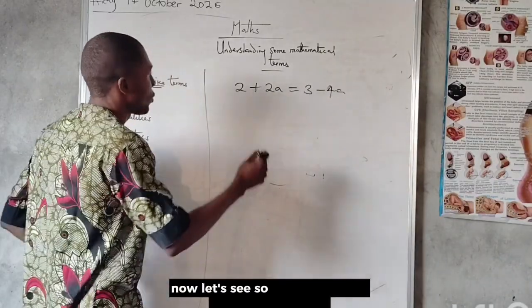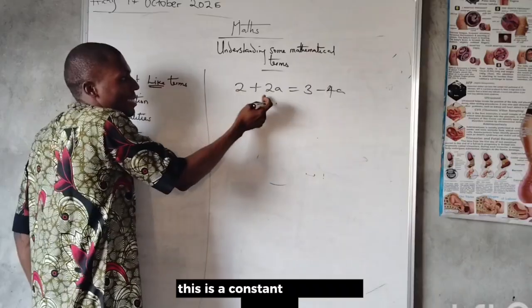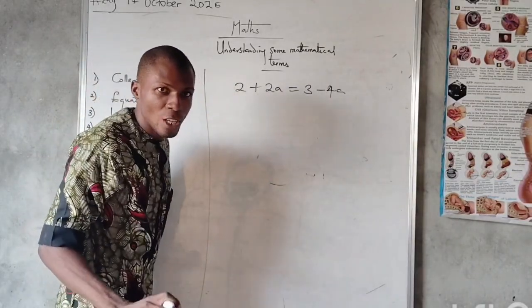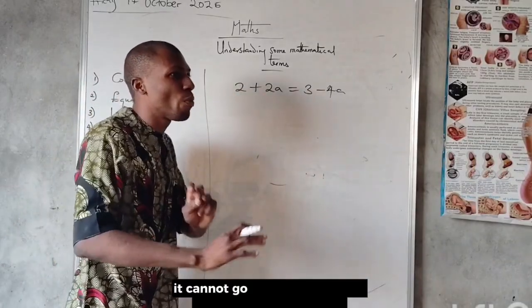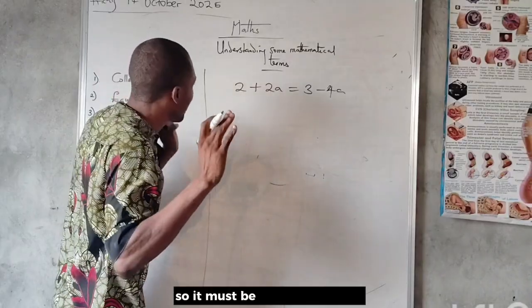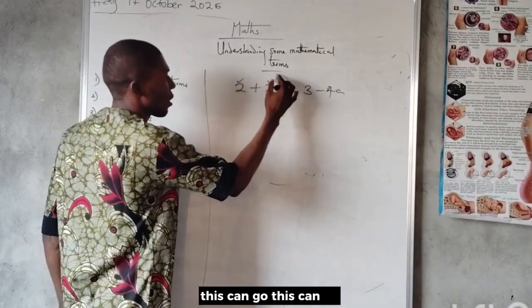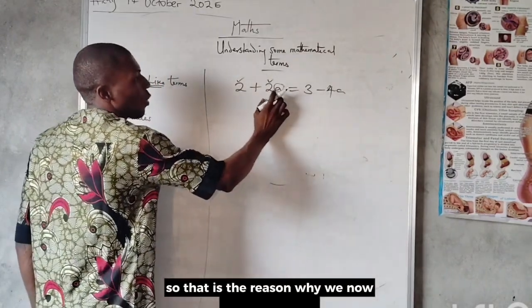Now let's see. When you have something like this, this is a constant. This is not a constant. So when you are adding a constant with a variable, it cannot go, because why? They are not exactly the same. It must be exactly the same. This is how I teach my students. This can go, but what is this called? So that is the reason why we now collect like terms.